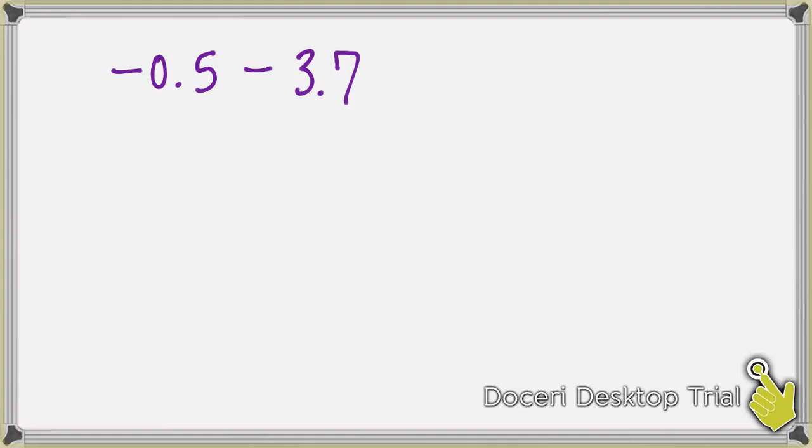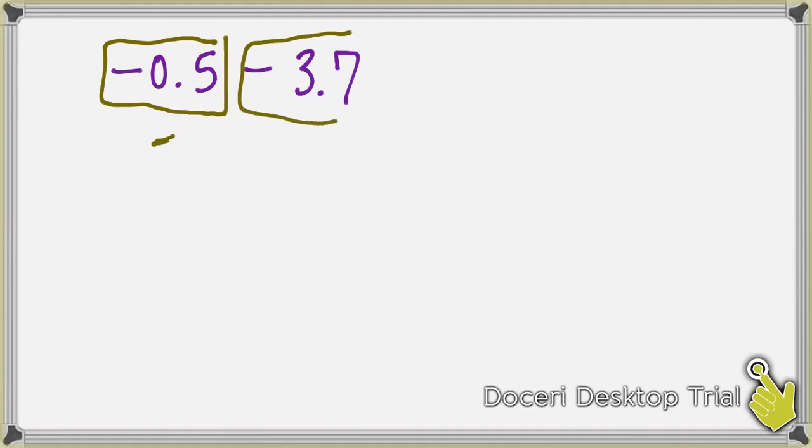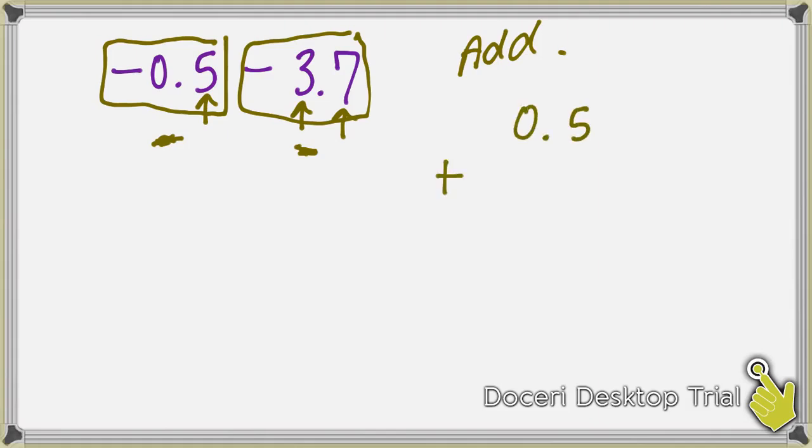So this 0.5 is negative, right? This 3.7 is also negative. So they're the same sign. When they're the same sign, what are we doing? Well, we're going to add them this time. So the 5 is in the tenths place, the 3 is in the ones place, the 7 is in the tenths place. So 0.5, and we're going to add 3.7.